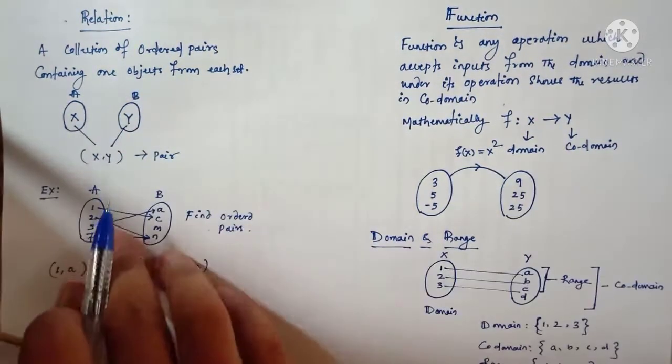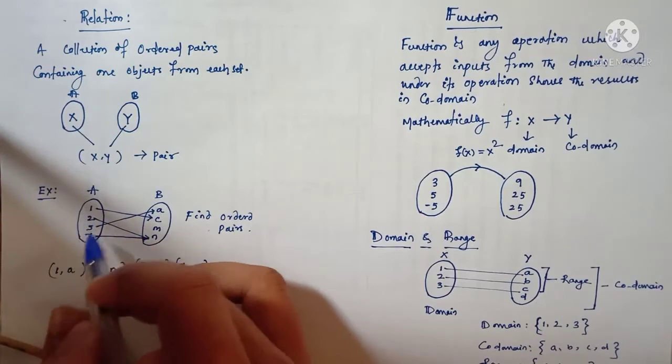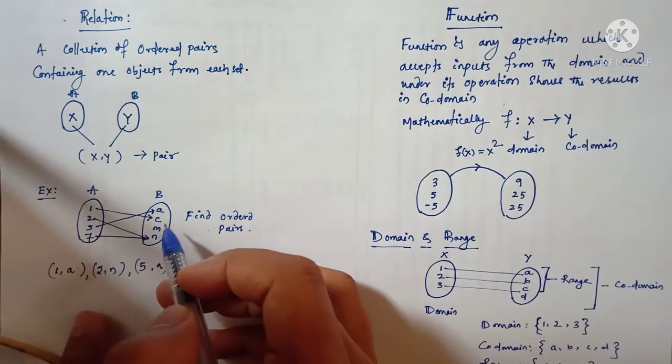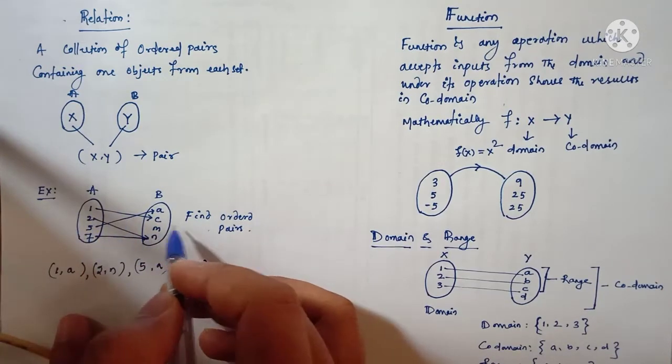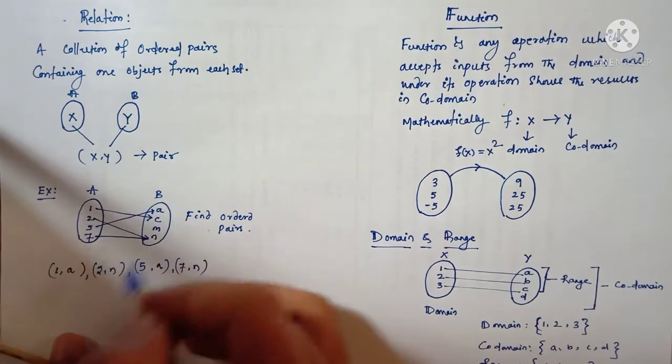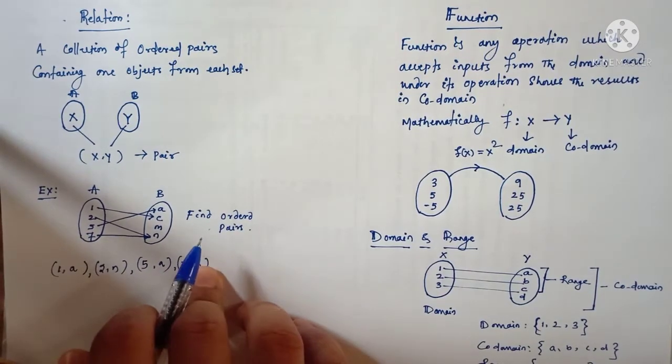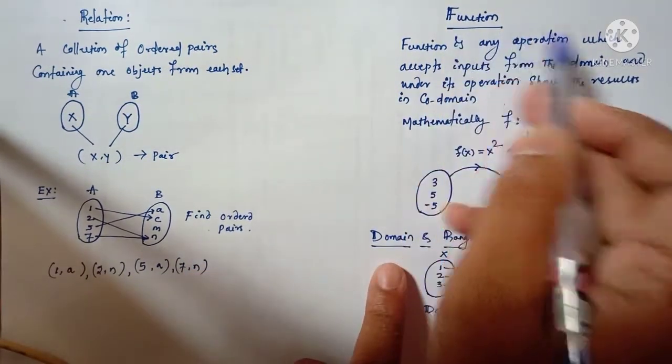Right, here is an example. As you can see here, A has 4 elements and B has 4 elements as well. Then this is the relation from A to B, and these are some pairs, as you can see here.